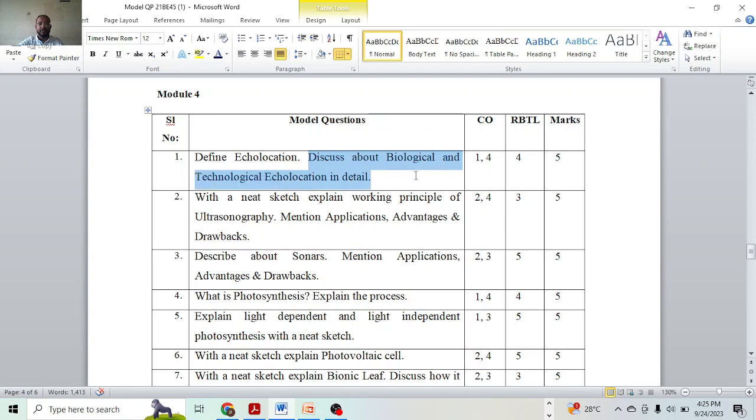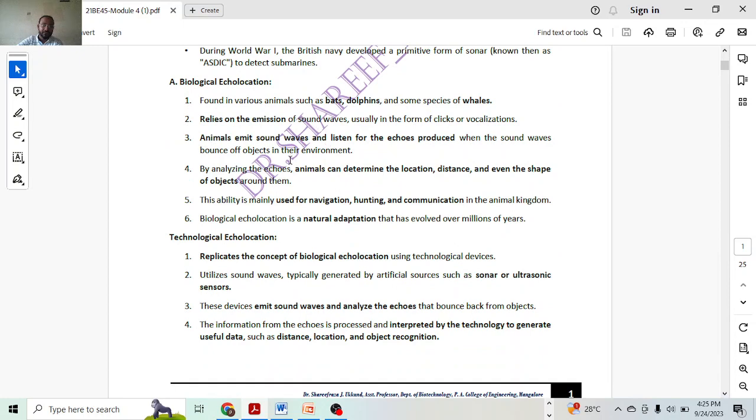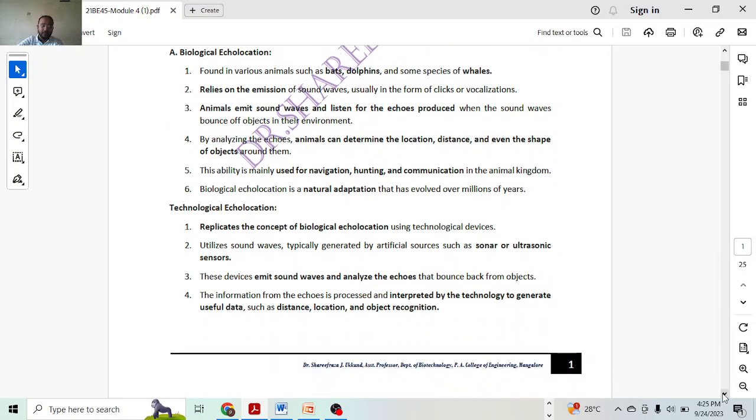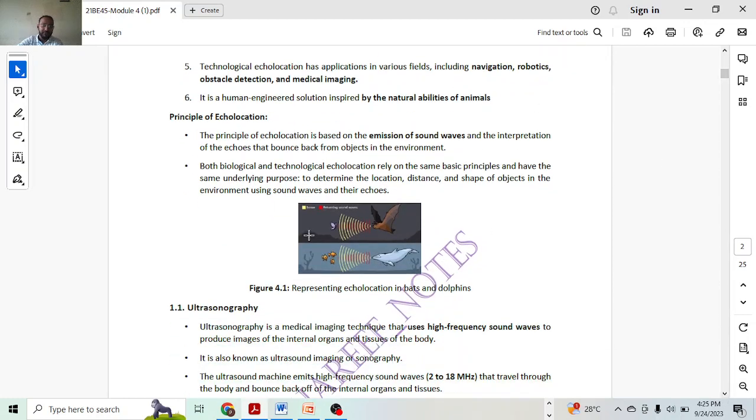Next question is, discuss biological and technological echolocation. That means you have to build the mark distribution in your mind, because they will not give you the scheme. Define echolocation means one mark, you write only one for one mark. Whereas biological and technological echolocation, two types are there, right? So how many marks left? 4 marks left. So 2 plus 2. Biological echolocation will have 2 marks and technological echolocation will have 2 marks. So these 6 points will carry 2 marks and technological echolocation 6 points will carry 2 marks. That's it. The principle of echolocation you can add in the introduction.